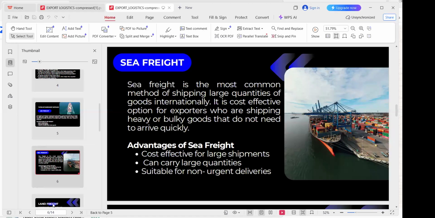If you're the type that wants to ship bulky goods to any country of your choice, and you're not in a haste to receive the goods, I think sea freight is the best mode of transport to use, because it will take a very long time.